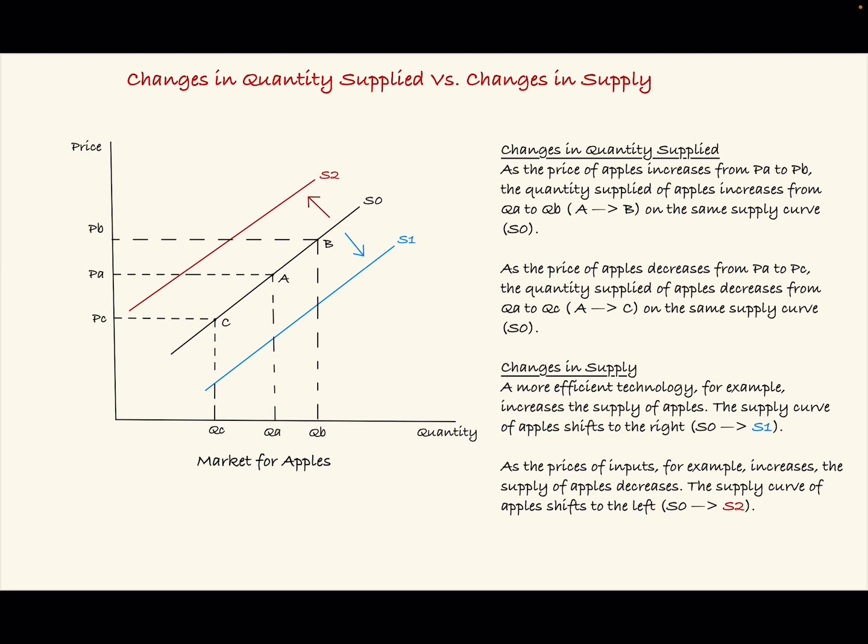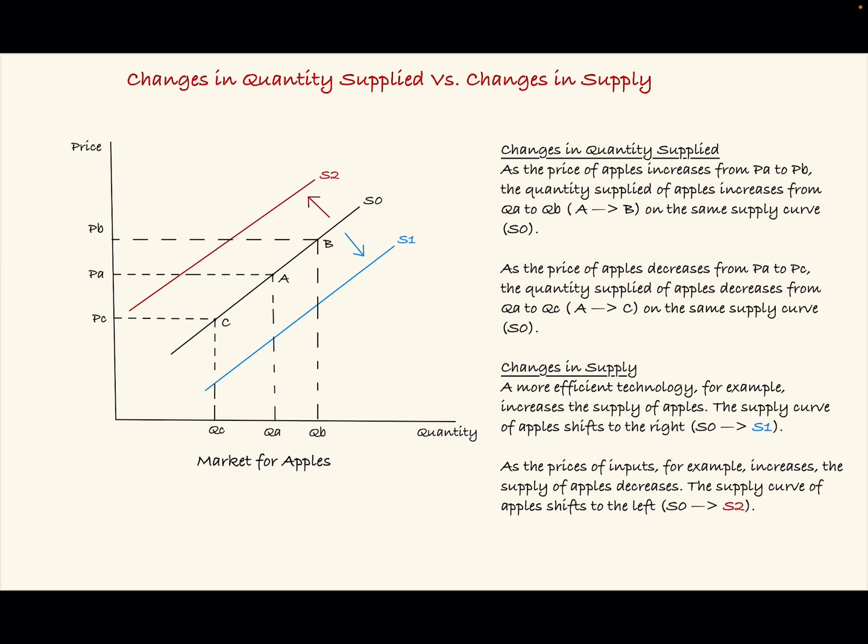So, as the price of apples increases from PA to PB, the quantity supplied of apples also increases from QA to QB. This is also represented as the movement along the same supply curve of S0 from point A to point B.